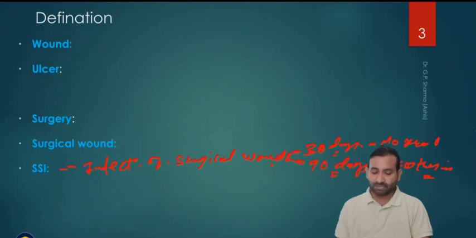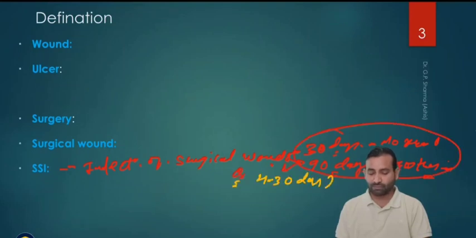But even so, there may be a question like what is the most common timing of surgical site infection, then the answer should be within 4 to 30 days, right? So most commonly it occurs within 4 to 30 days. This is the most common timing for surgical site infection. Is that okay? So hope you understand.